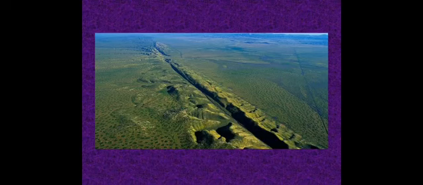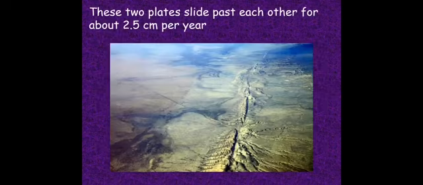Here, you can see how two tectonic plates are separated from each other. San Andreas Fault. These two plates slide past each other at about 2.5 centimeters per year. So they are separating from each other by 2.5 centimeters per year. So after a long time, there may be a big gap between these two tectonic plates.